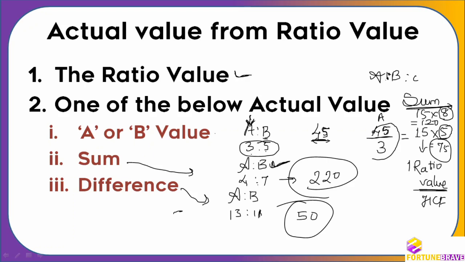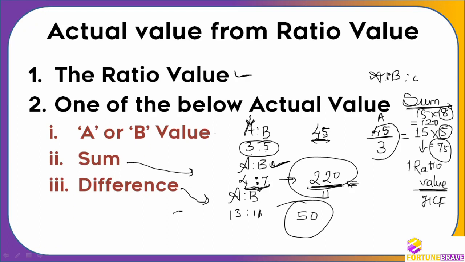Okay, so now here you see what is given. What is the actual value given? The actual value given is the sum. So what am I going to do? I am going to divide this sum by the corresponding ratio sum. I said corresponding ratio value. Divide the actual value by the corresponding ratio value. So the corresponding ratio value is 4 plus 7, which is 11.